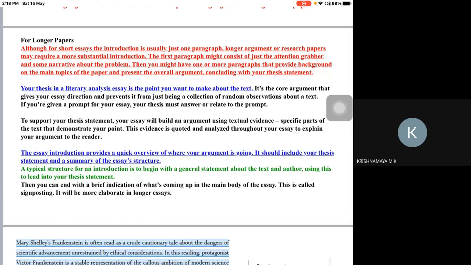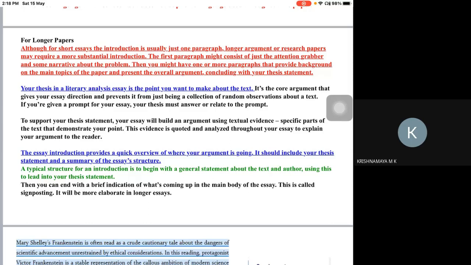A typical structure for an introduction is to begin with a general statement about the text and author. Identify, okay, which text is it, who is the author. Very crucial. Even for annotations, I'm sure you've gotten the instructions, right? When you annotate also, it's very crucial to identify which is the text, who is the author, from which part of the text it is.